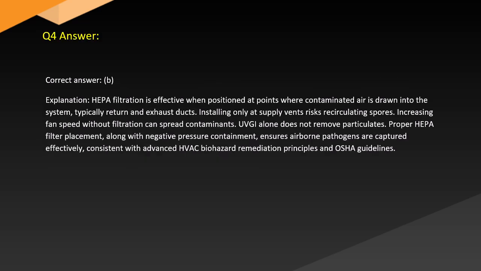Answer. Correct answer: B. Explanation. HEPA filtration is effective when positioned at points where contaminated air is drawn into the system, typically return and exhaust ducts. Installing only at supply vents risks recirculating spores. Increasing fan speed without filtration can spread contaminants. UV alone does not remove particulates. Proper HEPA filter placement, along with negative pressure containment, ensures airborne pathogens are captured effectively, consistent with advanced HVAC biohazard remediation principles and OSHA guidelines.